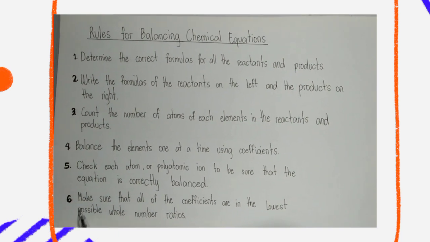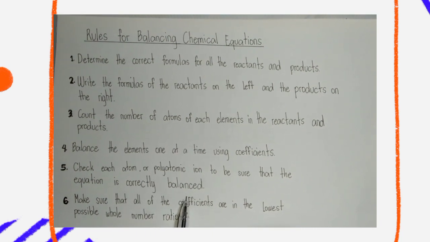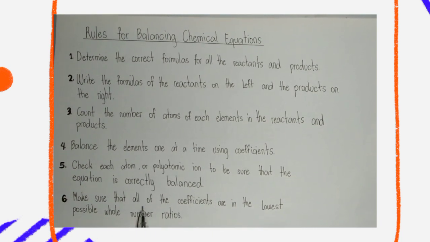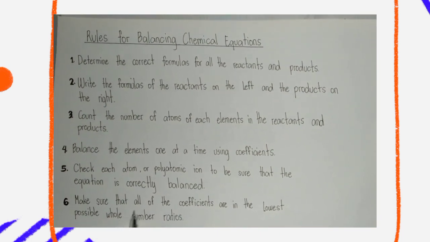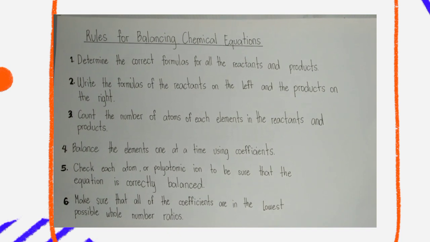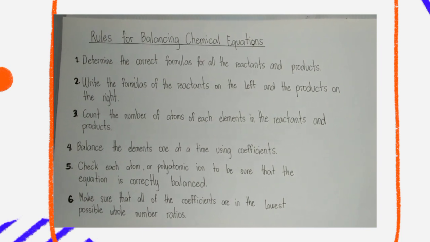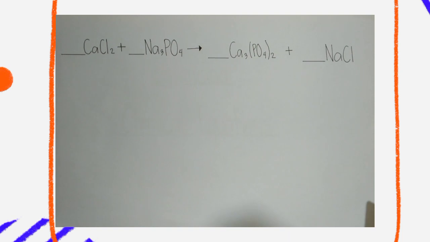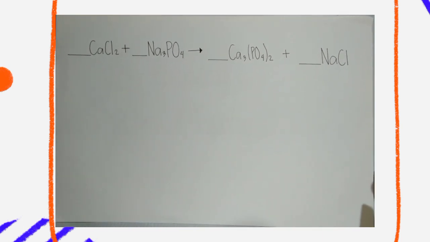And the fifth rule is we need to check each atom or polyatomic ion to be sure that the equation is correctly balanced. And finally, make sure that all of the coefficients are in the lowest possible whole number ratios. So those are our rules for balancing chemical equations. Then we have here a sample chemical equation that we are going to balance, applying what we've learned earlier about balancing a chemical equation.